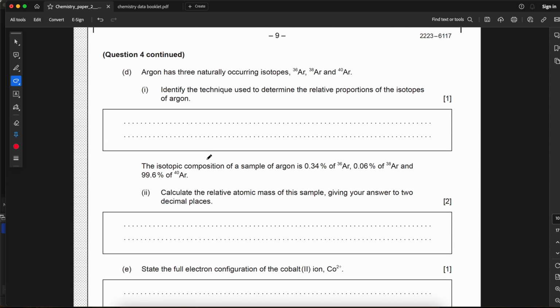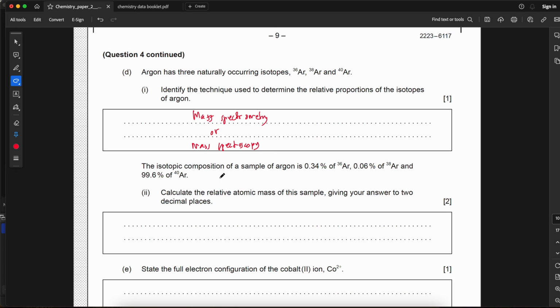Argon has three naturally occurring isotopes: 36Ar, 38Ar, and 40Ar. Identify the technique used to determine the relative proportion of the isotopes for argon. It's only one technique. It's called mass spectrometry, or you can also call it mass spectroscopy. This technique is used to identify or characterize chemical compounds based on the mass to charge ratio of their ions.